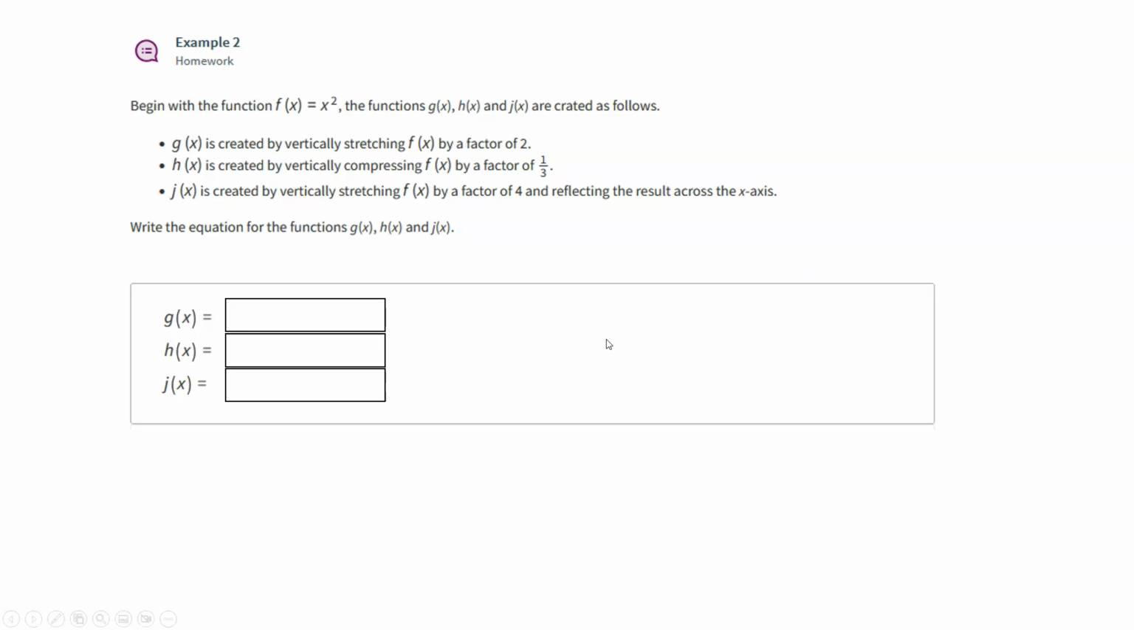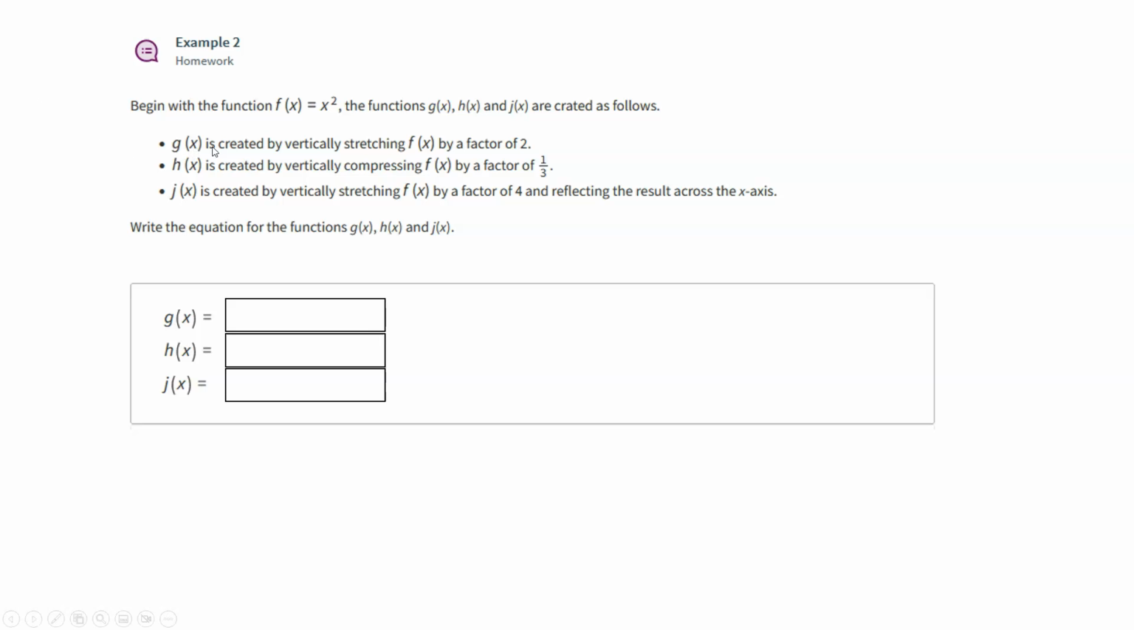In this example, you're seeing some similar types of problems that you saw with power functions when we were talking about them in the previous lesson. And here, they're still all vertical transformations, and they're going to work in a very similar way as they did when we were talking about them with the power functions. We have this original function, f of x equals x squared, which is your very most basic quadratic function.